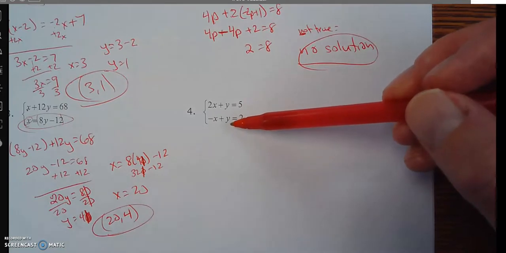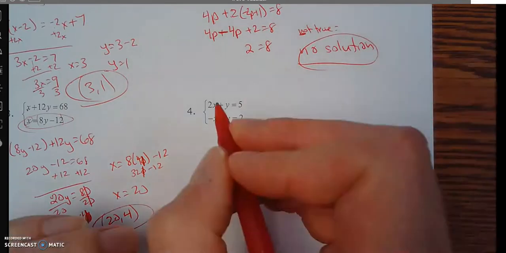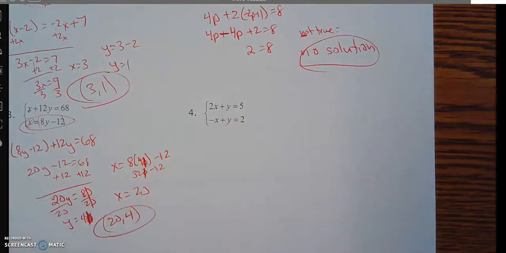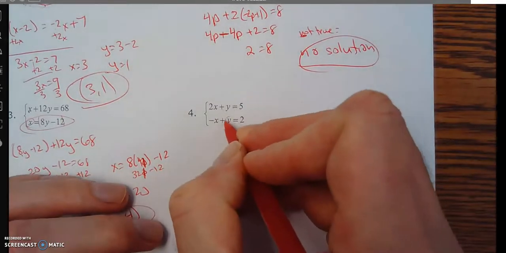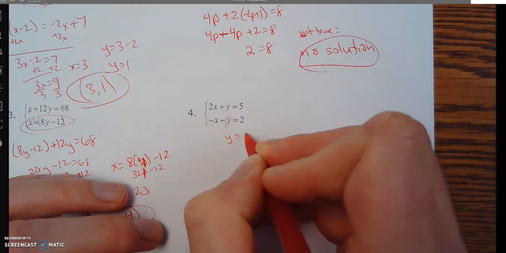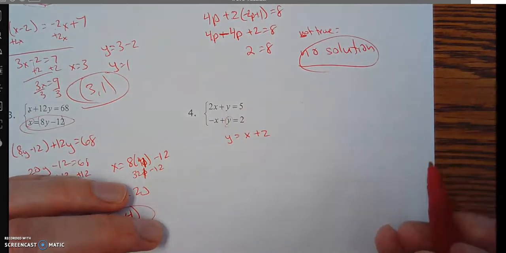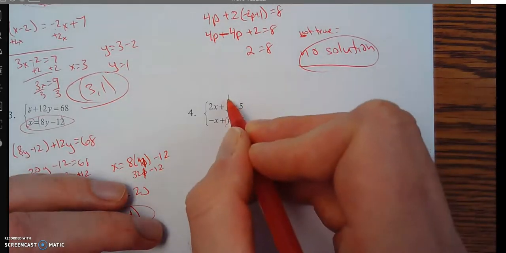So probably, I mean, there's two routes you could take. I would say solve for either this y or that y. It's up to you. I'm just going to solve for this y. So that'd be y equals, bring the x over, positive x plus 2. And now plug that in for this y right here.